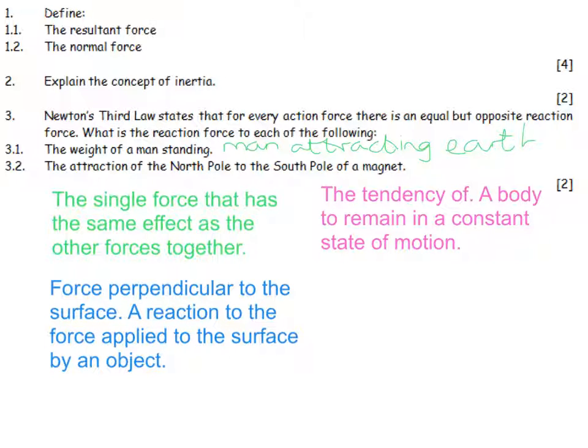And then the attraction of a north pole to the south pole of a magnet is going to be, the opposite force of that is the south attracts the north pole of a magnet.